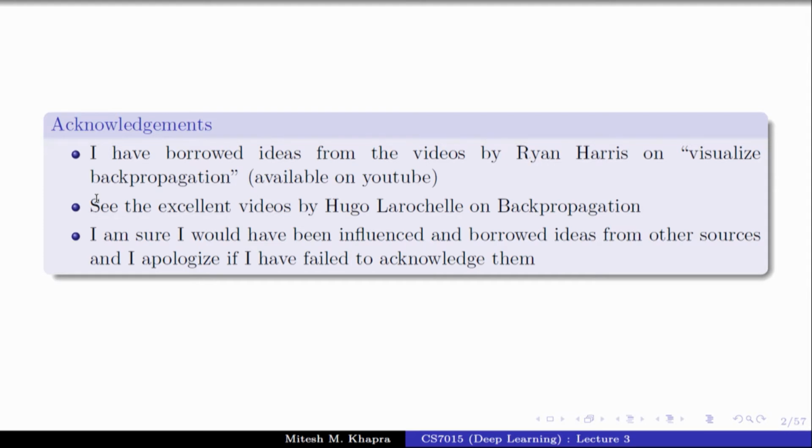So let's start. So here are some acknowledgements. I've borrowed ideas from various places while compiling this lecture, so I've just mentioned those. You can take a look at them.